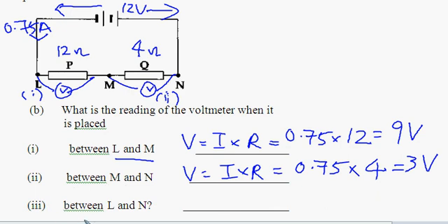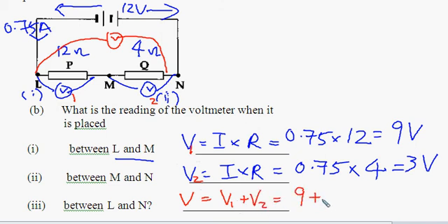What about between L and N? If we draw another big voltmeter across L and N, we notice that this V is actually the individual V1 plus V2 across LM and MN respectively. So my V will be equal to the sum of my V. If I say this is V1, this is V2, I'll just take V1 plus V2. My answer will be 9 plus 3 is equal to 12.